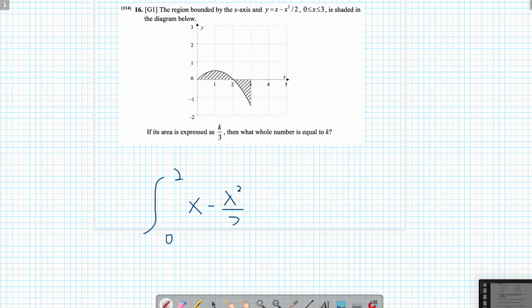And then here you can clearly see there is an interruption where it intercepts the x-axis and then it goes down, which means that we're going to take either the absolute value and then add, or take the opposite sign of the part that's down, which is basically subtracting them. So minus from 2 to 3, the same exact equation, so x minus x squared over 2, and that will give you 4 over 3, meaning that k is 4.